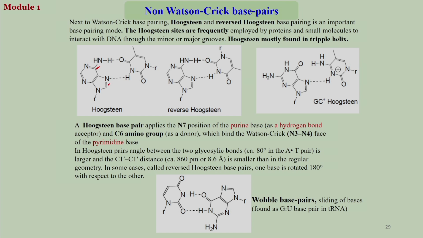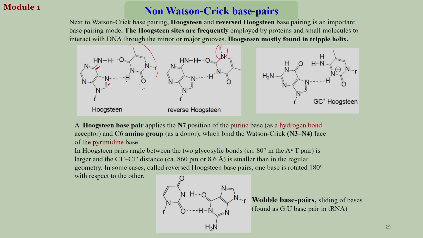Reverse Hoogsteen is, if you turn the 6-membered ring of thymine a little bit, make the sugar here, then basically this and this are involved in hydrogen bonding with the Hoogsteen mode, taking the 5-membered ring as well as the 6-membered ring. So, this is called the reverse Hoogsteen. So, these two are involved in the hydrogen bonding, both are 2 hydrogen bonds, AT base pairs.